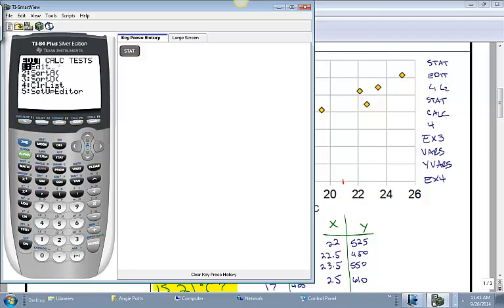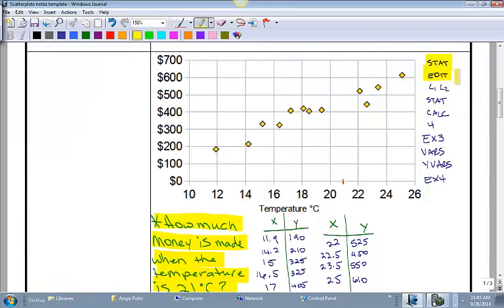Then you would arrow over to calc, and then that's a lie. Wow. This class doesn't know what she's talking about today. Sorry. Let's try that again. It says to do stat edit. If I read my own directions, this would be better, right?